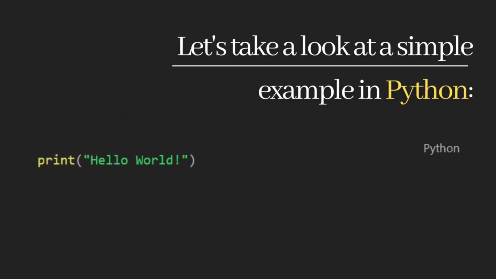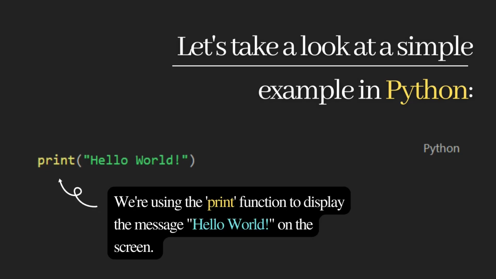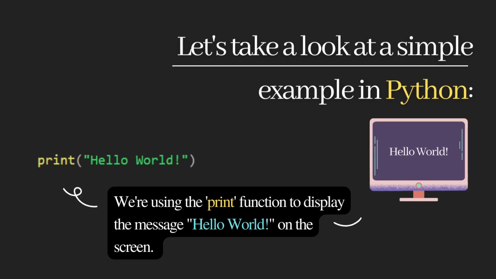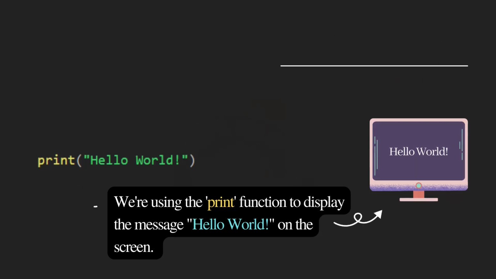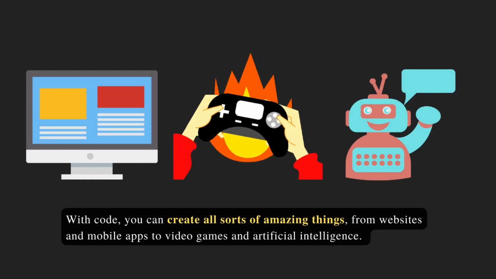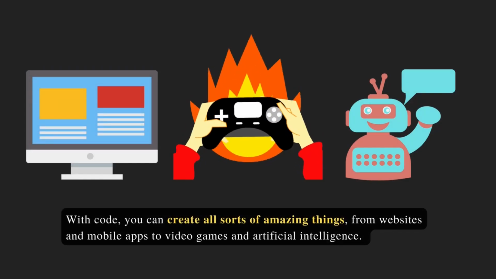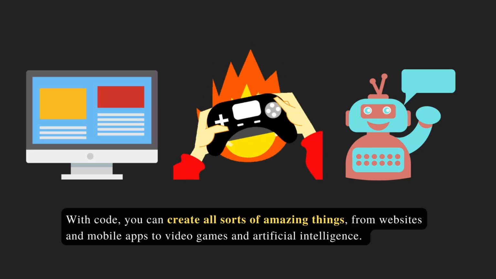Let's take a look at a simple example in Python. In this code snippet, we're using the print function to display the message, "Hello world," on the screen. It may seem simple, but this is the foundation of programming. And that's just the tip of the iceberg. With code, you can create all sorts of amazing things, from websites and mobile apps to video games and artificial intelligence. The possibilities are endless.